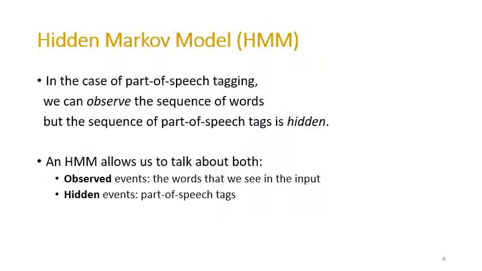So an HMM or hidden Markov model allows us to talk about both the observed events and the hidden events. Again, the observed events are the words that we see in the input, like the given sentence to us, we can see every single word in that sentence, but the hidden events are the part-of-speech tag for each word. Okay, so the contrast between hidden Markov model and the usual Markov chain model is that in Markov chain, all states are observable. We can observe them all. In hidden Markov model, there is something that we are interested at, but it is hidden.